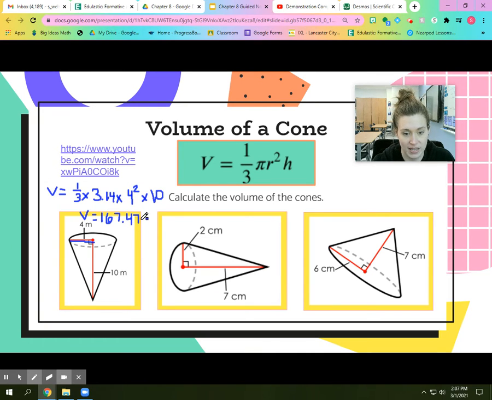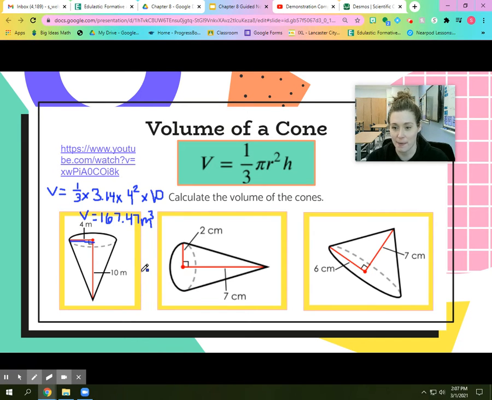And then our unit here is meters. Since we're dealing with volume, it's always cubic meters, so we say meters cubed. So 167.47 meters cubed.